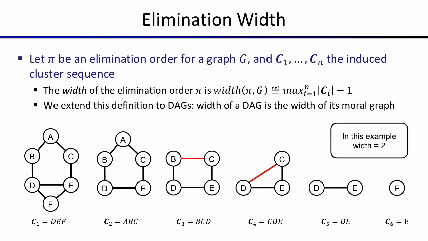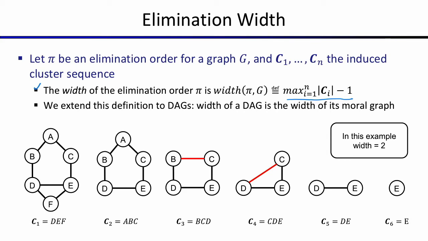And now we can revisit the concept of the elimination width. We haven't seen this before, and we defined the elimination width as the size of the largest factor minus 1. And now we're going to redefine this using this idea of induced cluster sequence. So the width of an elimination order will now be defined as the maximum size of the cluster in the cluster sequence minus 1.